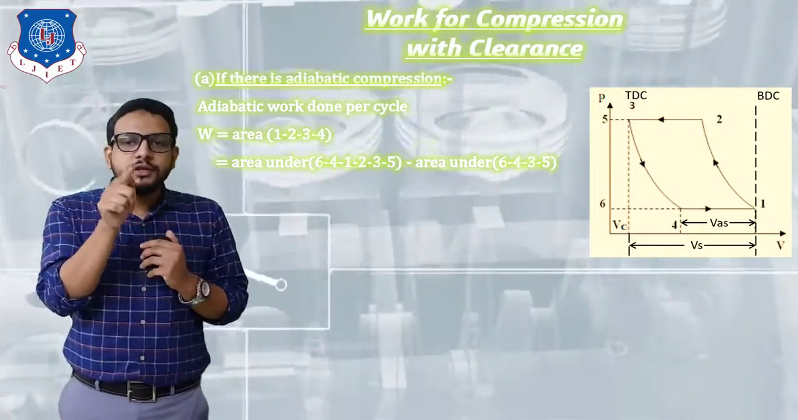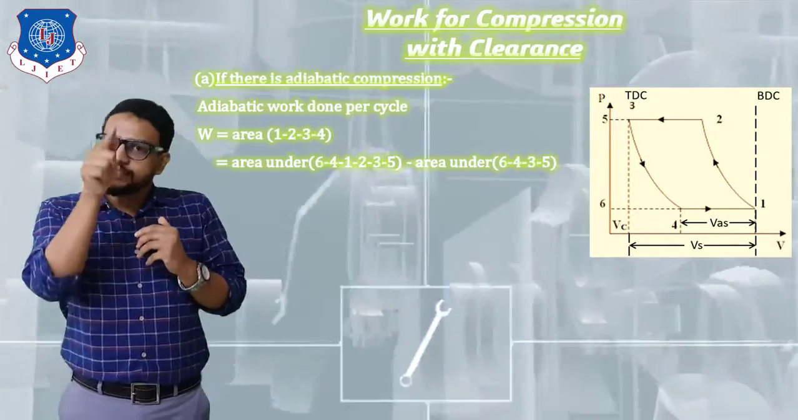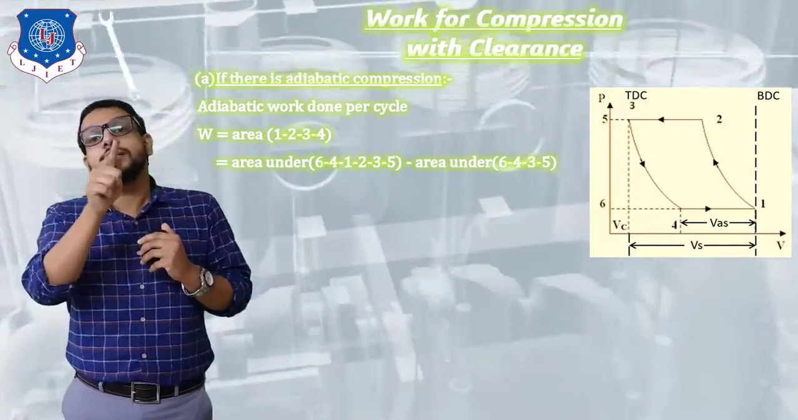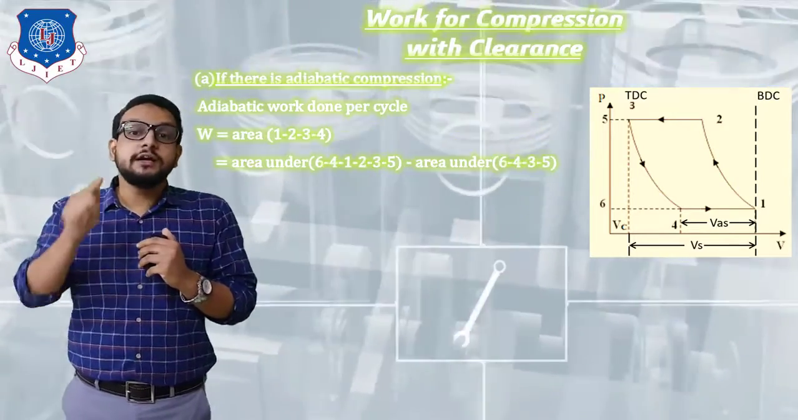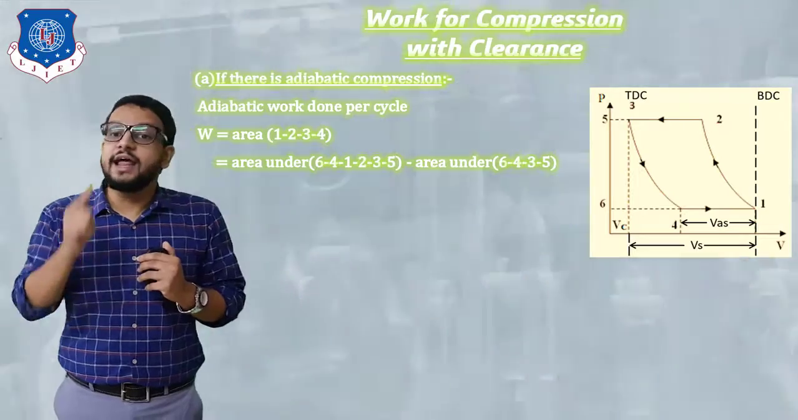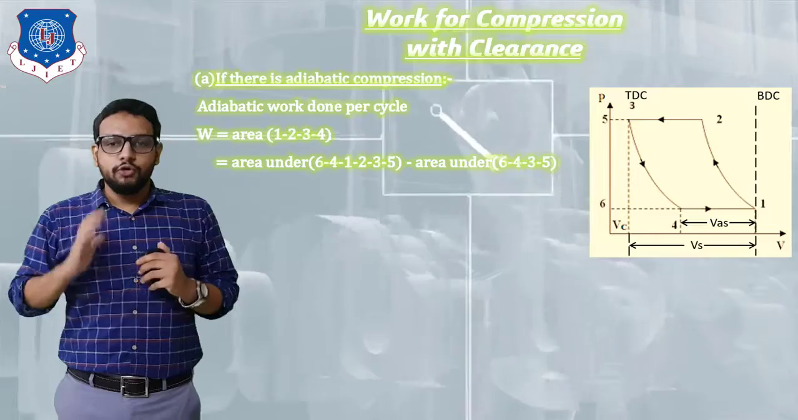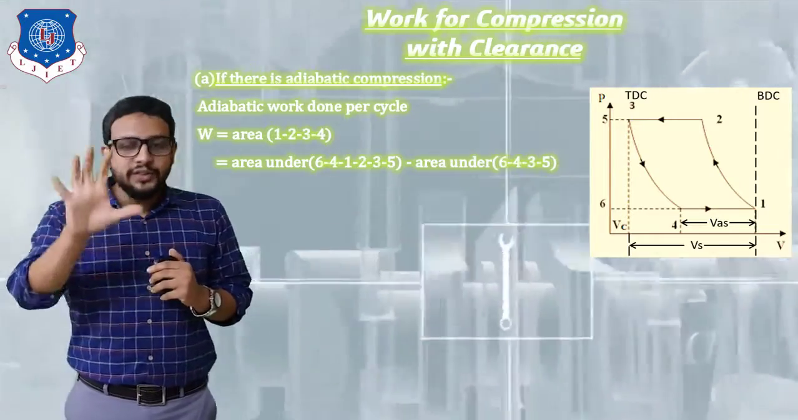Again from point 3, the compressed air which is present will expand, from 3 to 4. This expansion is according to an adiabatic process, so we can say it is an adiabatic expansion from state 3 to state 4. Okay guys, I hope you are clear with this diagram.